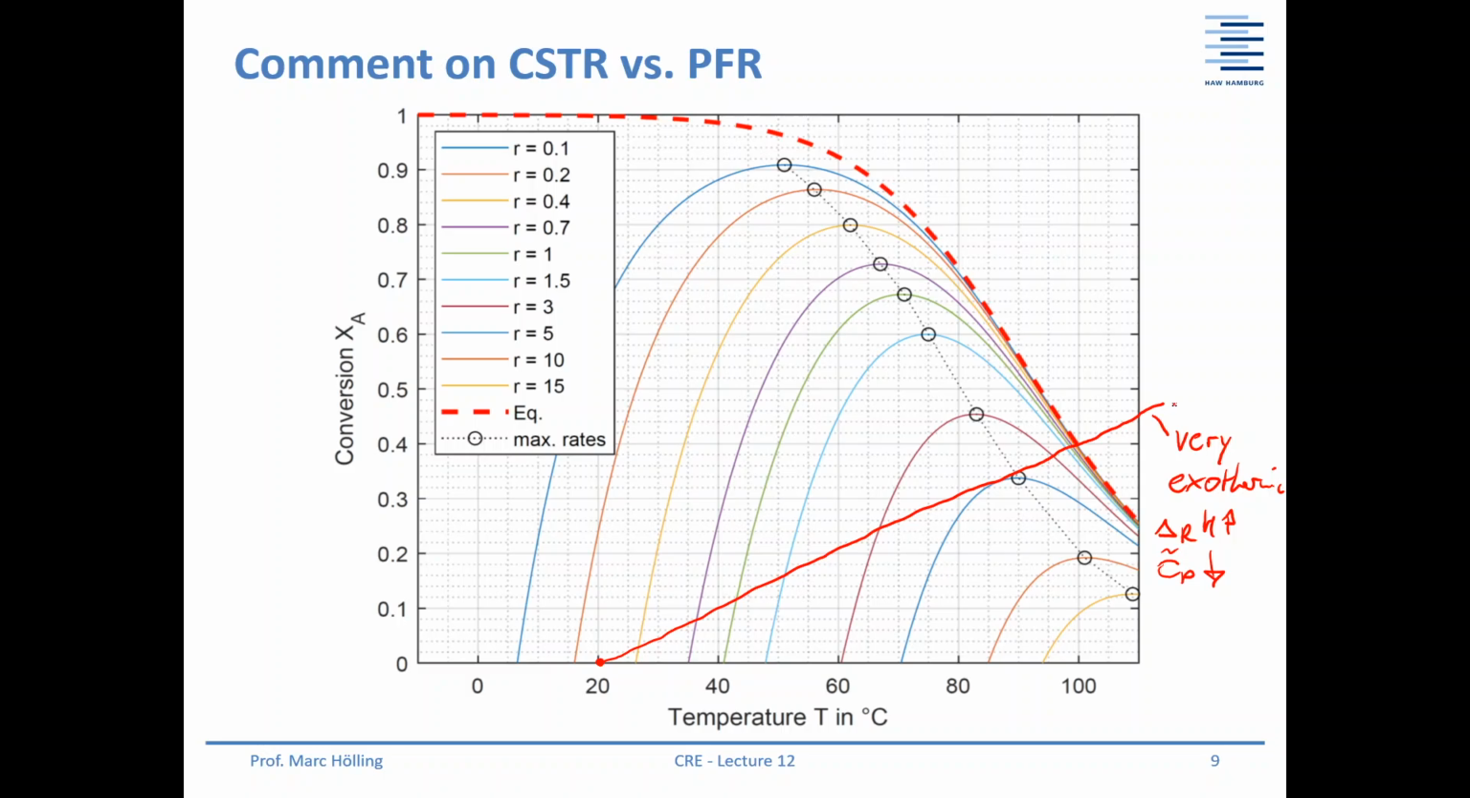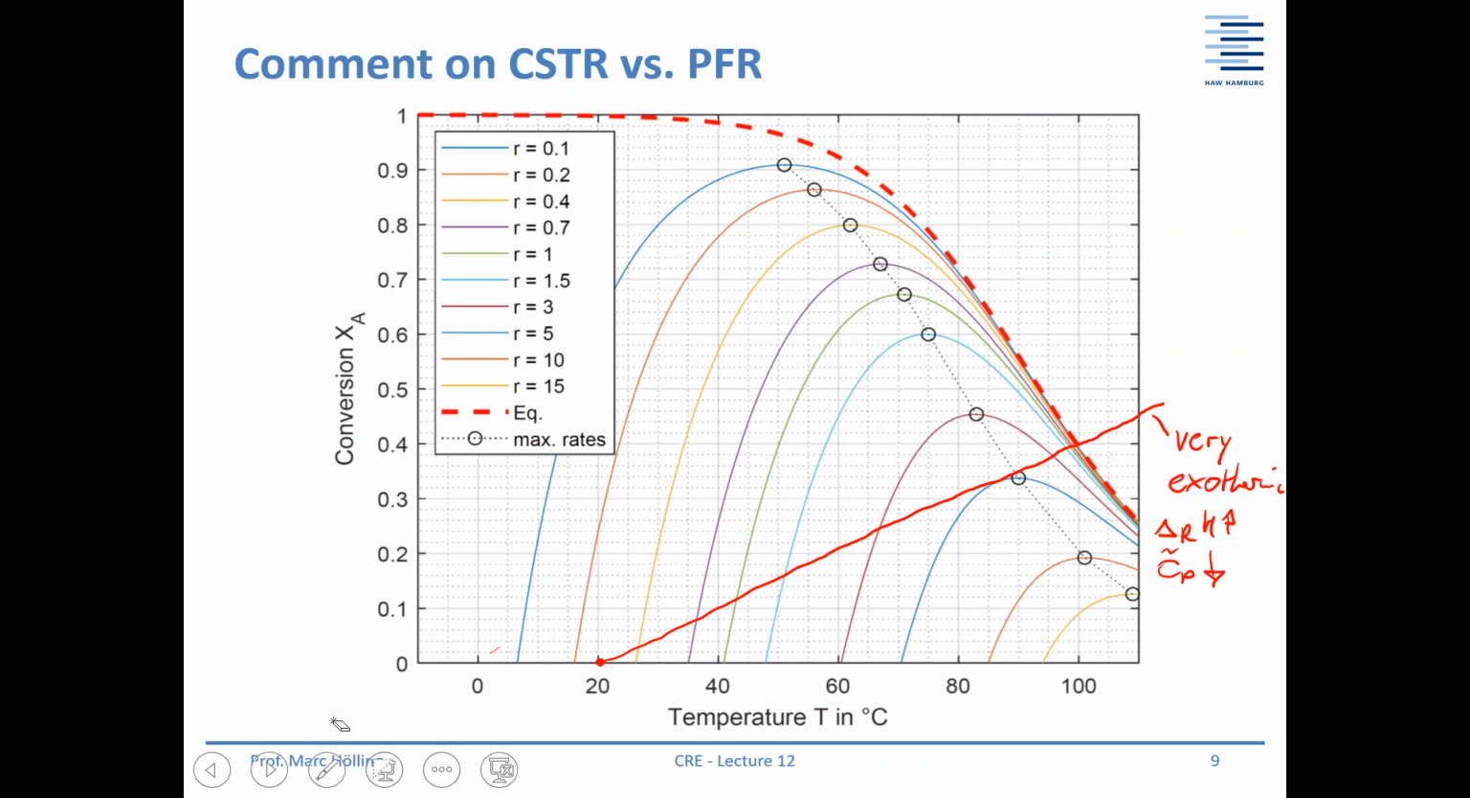And if you have something like this, and if you want to reach high conversion, this means that your inlet temperature would be really, really low, so that you would have the chance to get a high conversion. So here, if you start with 20 degrees, then you will at maximum reach a conversion of 40%. If you go to 0 degrees Celsius, then your conversion may go up to 50%. But you can see that because you have to lower your inlet temperature quite a lot, this means you have a very low reaction rate in the beginning of your process.